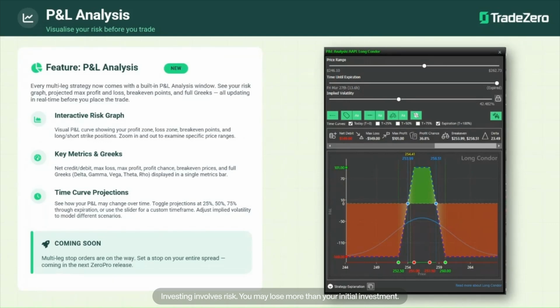And we'll talk about this in just a second, but essentially it's an interactive risk graph. It shows you your max loss, your max profit, your profit chance, where your break-even points are, and your net debit or net credit, depending if you're selling or buying the spread. Shows you your Greeks, your time curve projections. You can essentially project where your P&L would be dependent on the underlying price over the course of time towards the expiration of that spread.